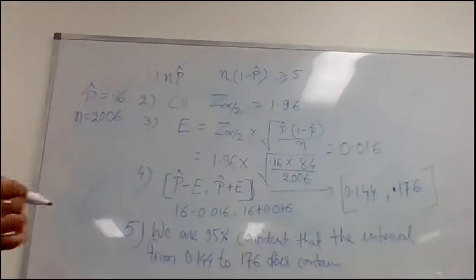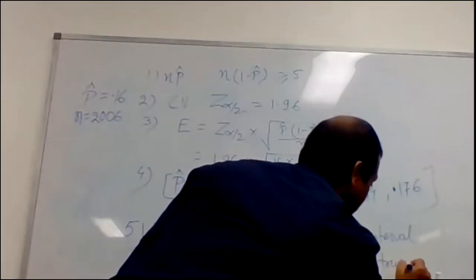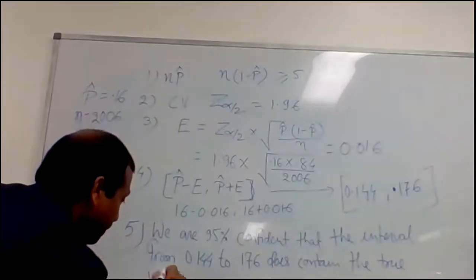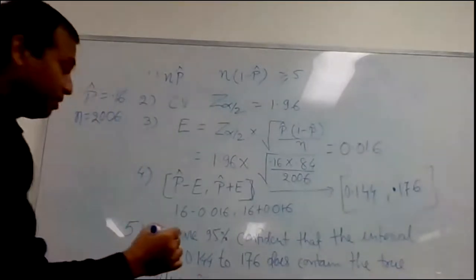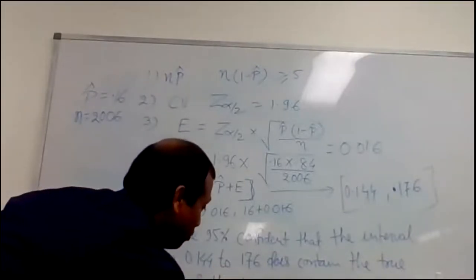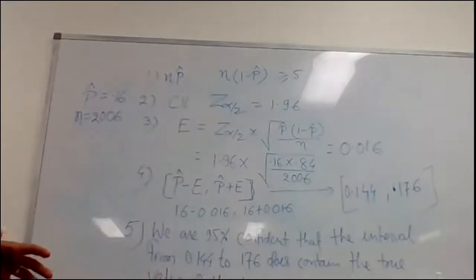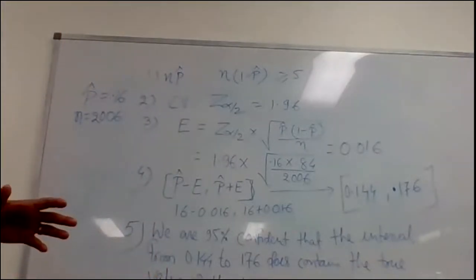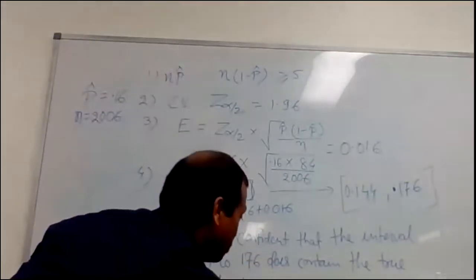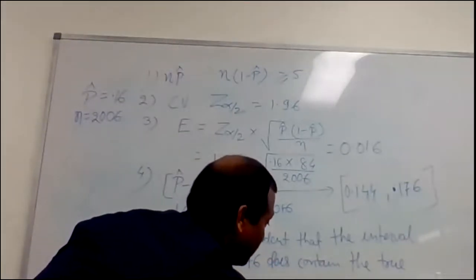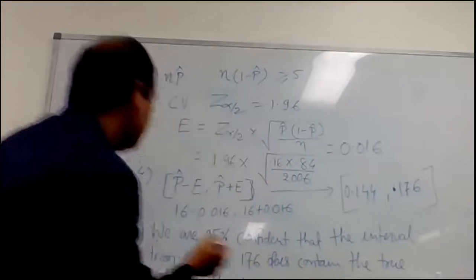the true value of, since this is the case of proportion, we'll say the true value of the population proportion. If this had been a case of mean, we could have replaced the proportion with the mean, but this is the case of proportion. So proportion P. This is your interpretation.